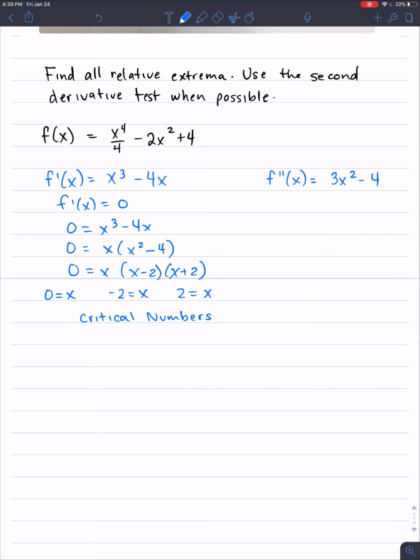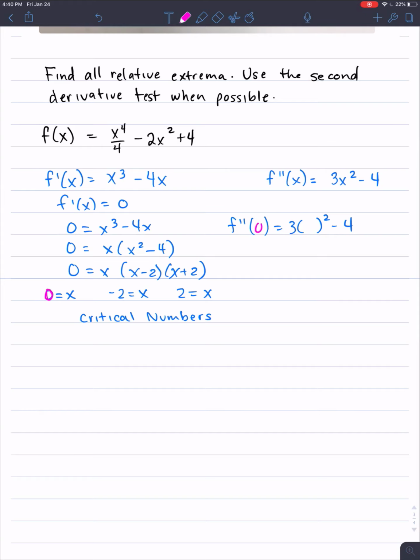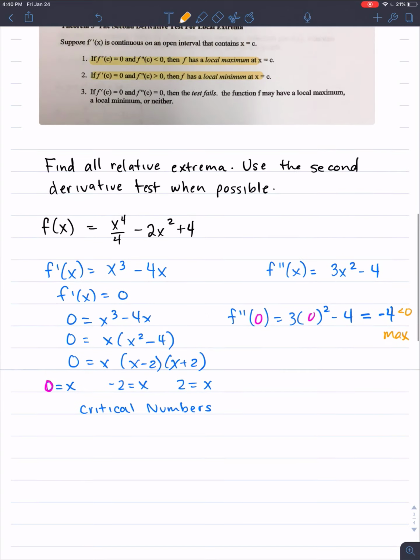And so for this second derivative test, we're actually going to plug our possible critical numbers into our second derivative. So our second derivative above is 3x squared minus 4. We're going to start with our first critical number, 0. Everywhere that there is an x, plug in 0. And that's going to give us just negative 4. And since that negative 4 is less than 0, it's a negative number, that means we have a max. And that's by our theorem above.